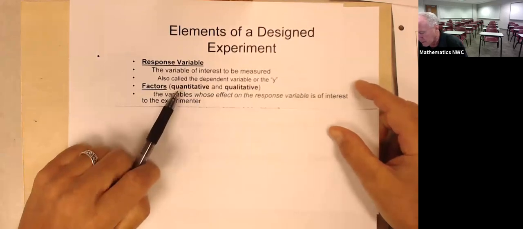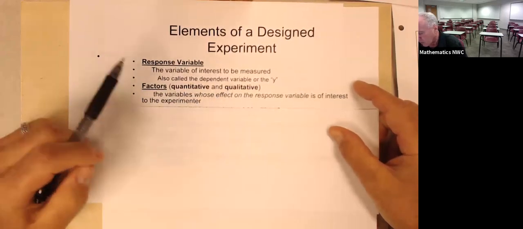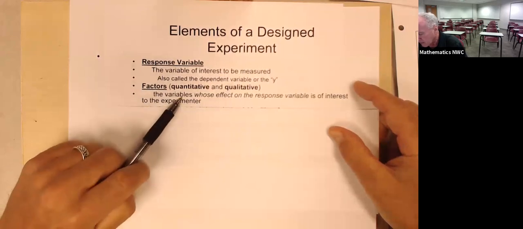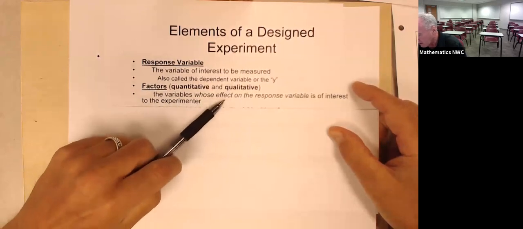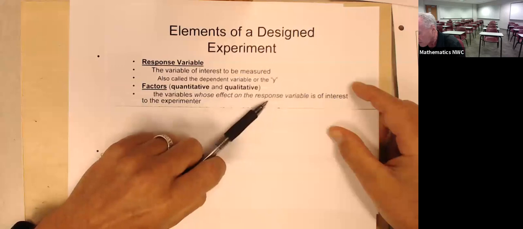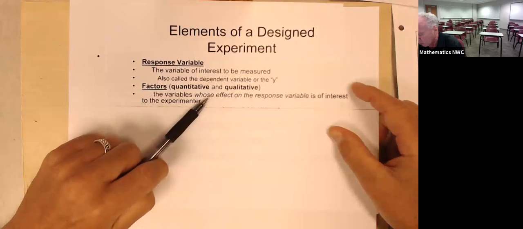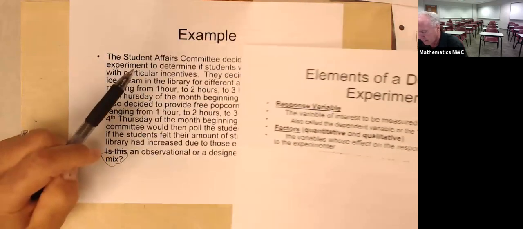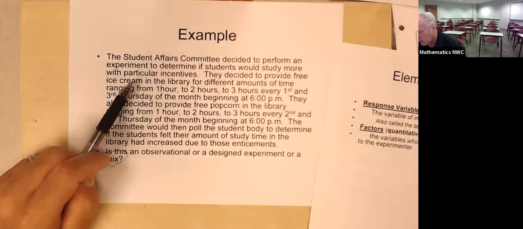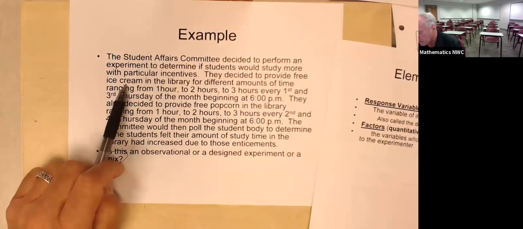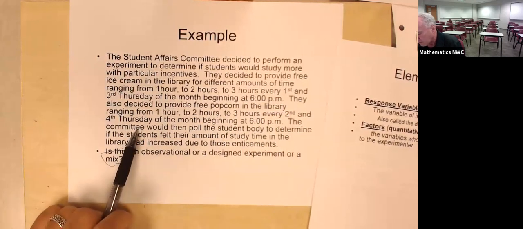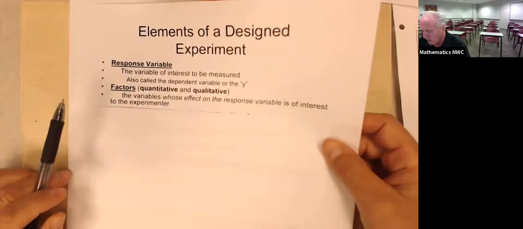The factors can be quantitative or qualitative. These are variables that we're looking to see if they have an effect on the response variable. Remember, the response variable was the study time in the library. We're looking at what variables might have affected that. Well, the variables here would have been the free ice cream or the free popcorn. Those would have been the factors.